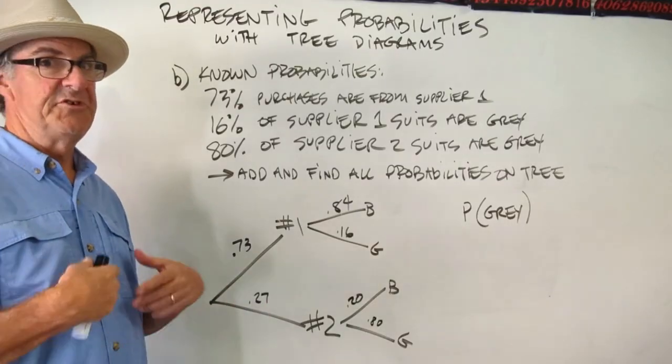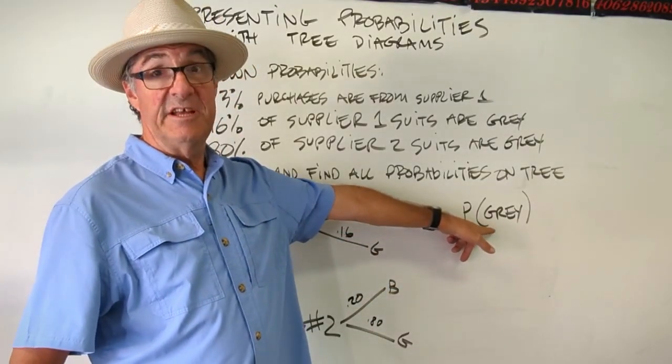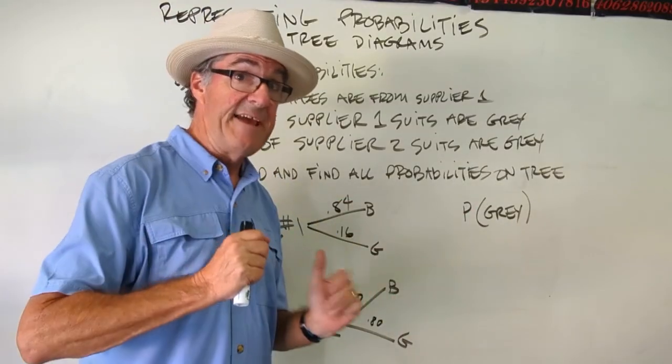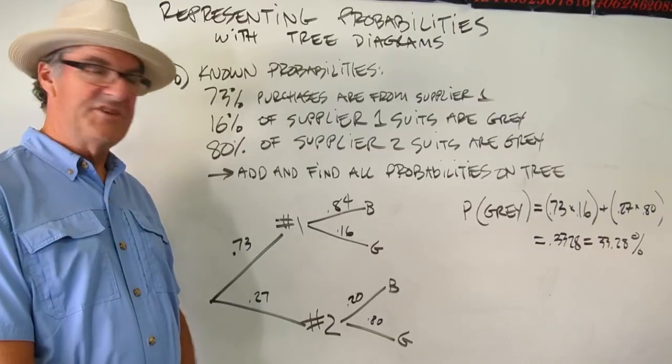Now, of course, we're going to do some calculations here. So here's your first one. What's the probability that the suit he bought is gray? So use the probabilities here to figure that out. Okay, let's see how you did.